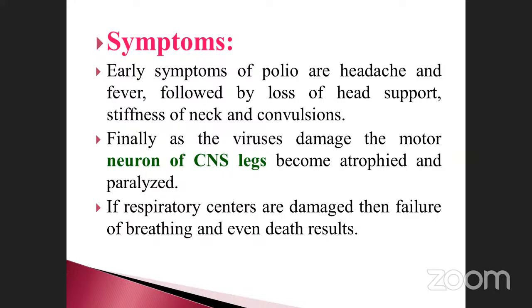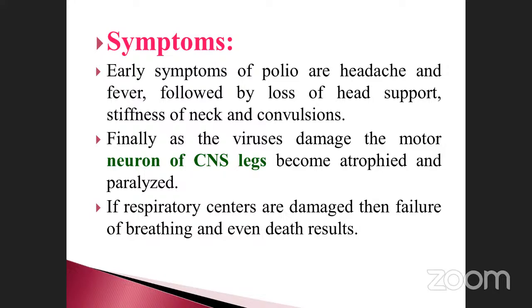Respiratory centers are damaged, then failure of breathing and even death results. Sometimes it may cause death. In some cases, it may induce death also.